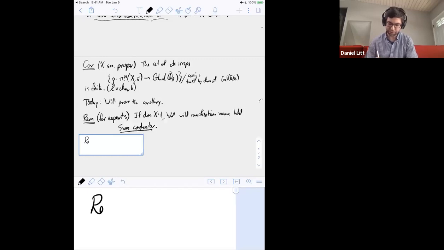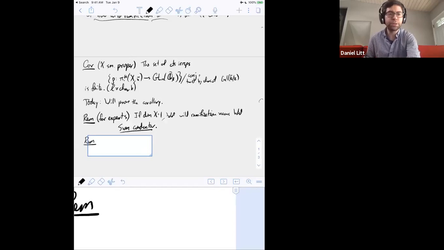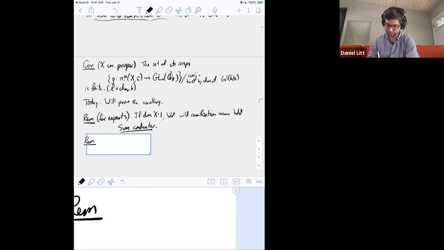But what I can do is explain why we need some condition like this. So let me give you an example, and it'll show you that these fundamental groups are a little weird in characteristic p. I think this example is interesting, and if you take anything away from this talk, if you've never thought about fundamental groups in characteristic p, hopefully you'll find this interesting. So the example is, let's take X to be the affine line over F_p.